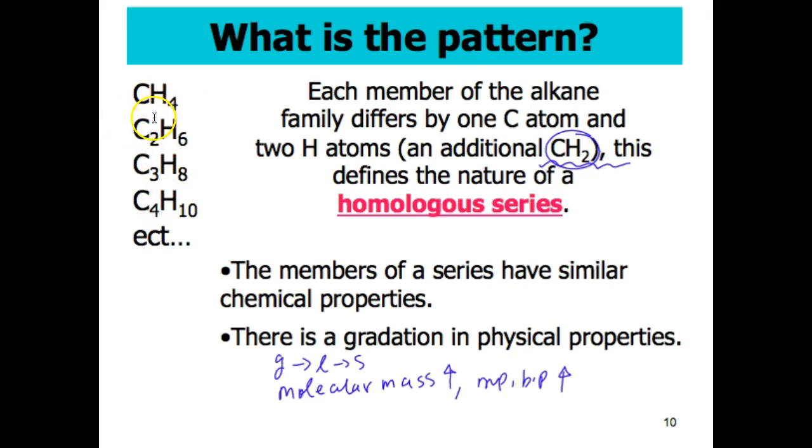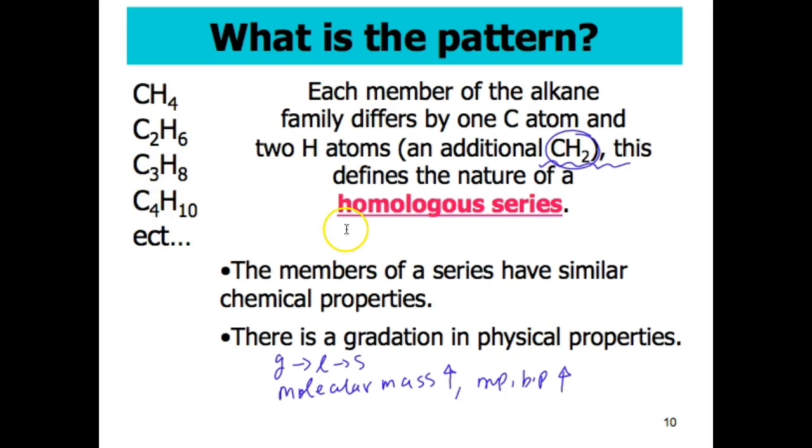So here are some examples of alkanes. We have CH4, C2H6, C3H8, C4H10. If you notice, as you add a carbon, the number of hydrogens goes up by 2. So carbon goes up by 1, 2 to 3. Hydrogens goes up by 2, 6 to 8. Carbon goes up by 1.